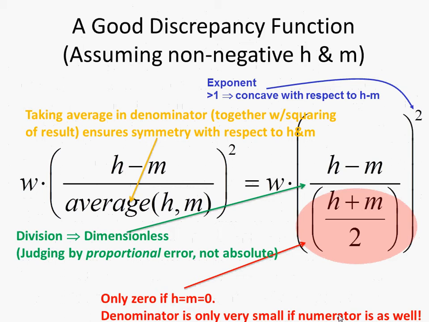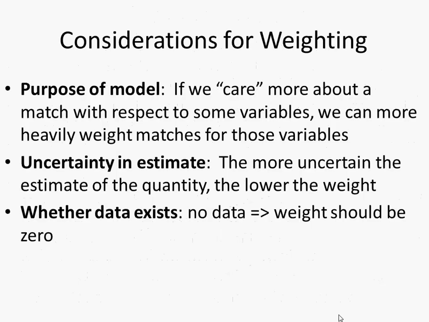And you'll notice that the denominator is only 0 when the numerator is 0, as long as H and M are both greater than 0. So it actually matches quite well. In that case, you could treat it as 0, and it's concave because you have the square there. The square also means it's non-negative. You never get a discrepancy that cancels out another one. So this is a discrepancy function that we've worked with quite a bit.